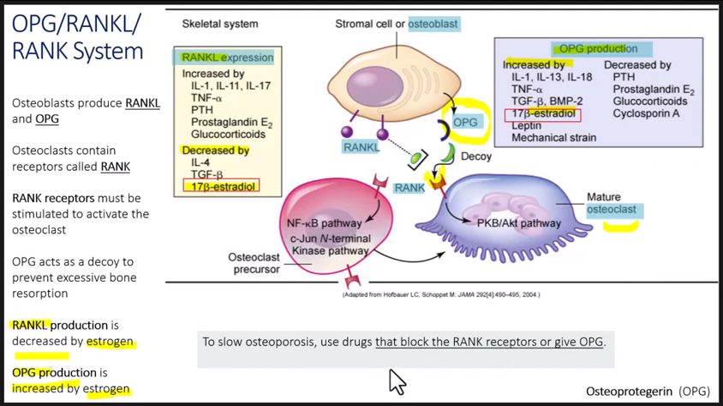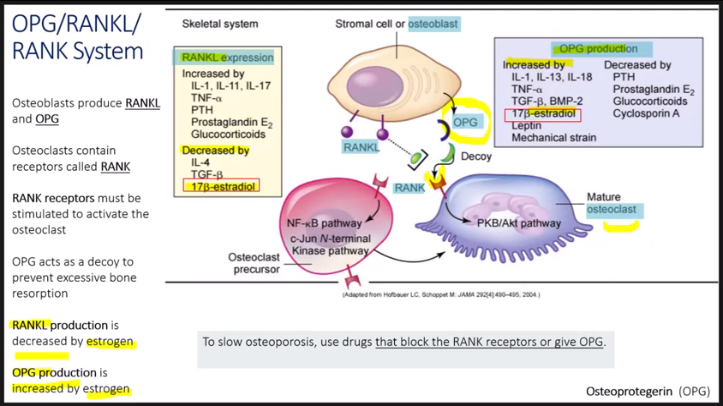And so one of the things that can be done to help slow the progression of osteoporosis is using drugs that are going to block those RANK receptors, so that less RANKL can bind to them. The other option could be to give OPG, which stands for osteoprotegerin. If you give somebody OPG, then you have more decoys available to block those active sites found on the osteoclasts. And if they're blocked, we can prevent their activation.